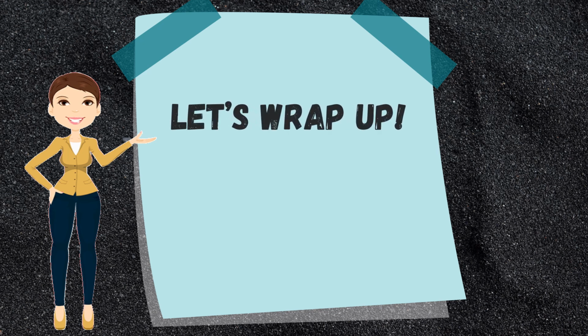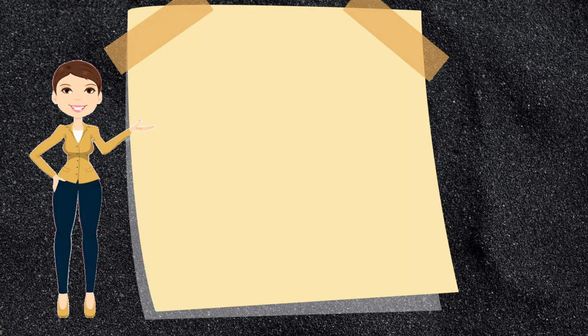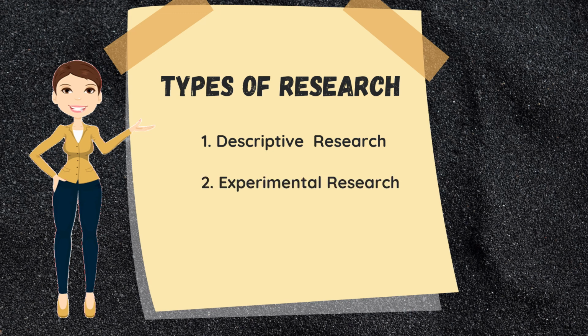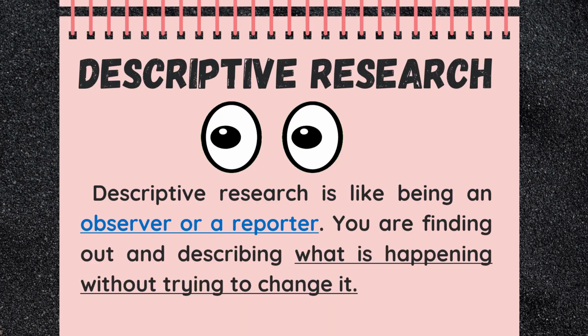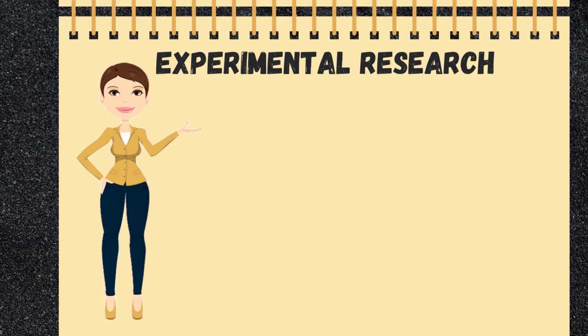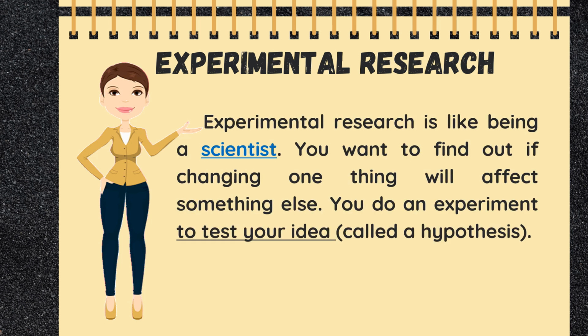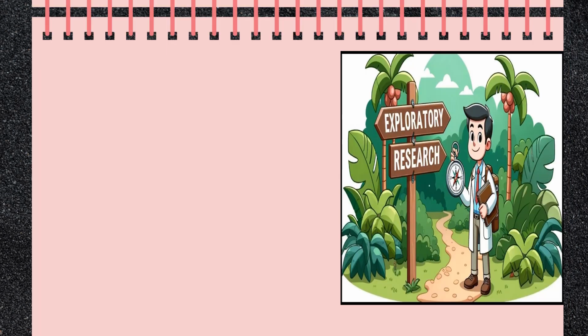Let's wrap up. In our lesson, we will just focus on the types of research, such as descriptive, experimental, and exploratory research. Descriptive research is like being an observer or a reporter. You are finding out and describing what is happening without trying to change it. Experimental research is like being a scientist. You want to find out if changing one thing will affect something else. You do an experiment to test your idea called a hypothesis.